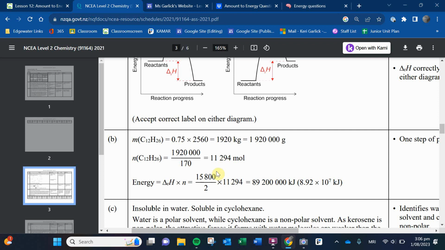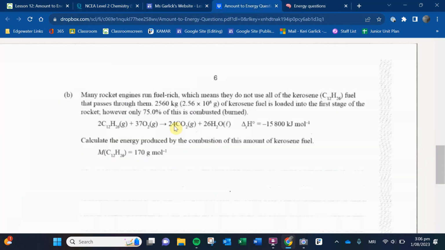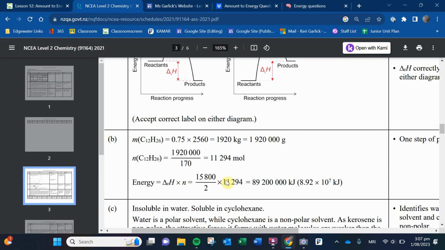They checked the value for the enthalpy, which is 15,800, and they divided by 2. The reason they are dividing it by 2 is because when we look at this equation here, since we are doing all this mathematical calculation based off of kerosene, we want the kerosene molecule, and I see that there's a 2 in front, so that's why we're dividing it by 2. And then I'm multiplying it by the moles that I got in the previous step, and this is my final answer for how much energy is being released.